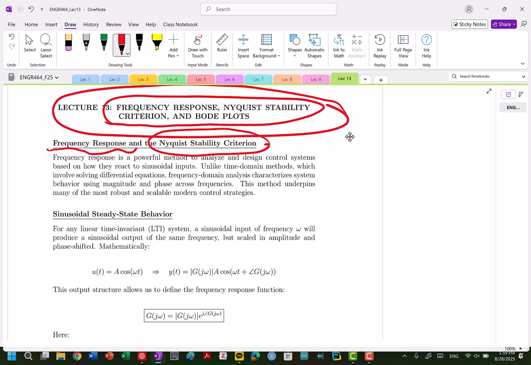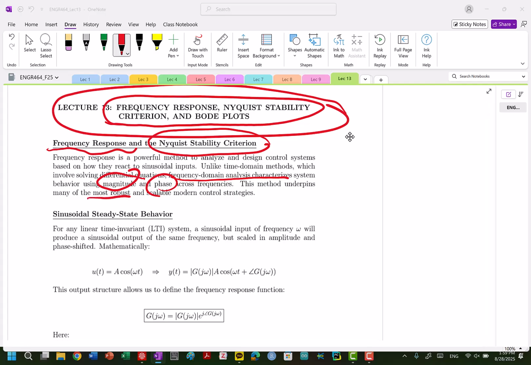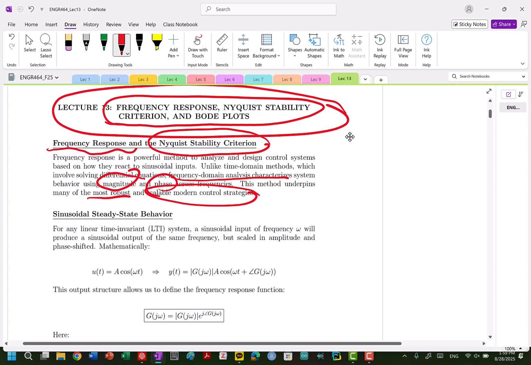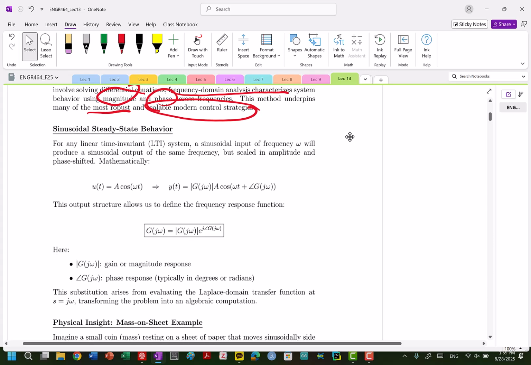So we're going to use frequency domain analysis, and the key idea is magnitude and phase lag across different frequencies. It really is very robust, and it's really scalable. Sometimes it's often better to work in that frequency space, especially in terms of measurements, and it's a really, really robust type of analysis.